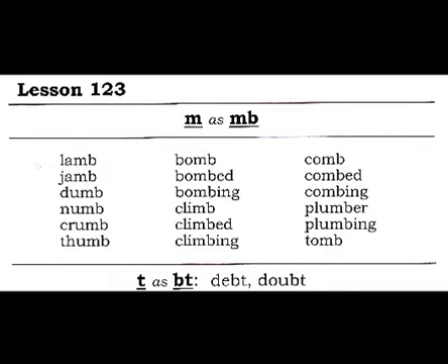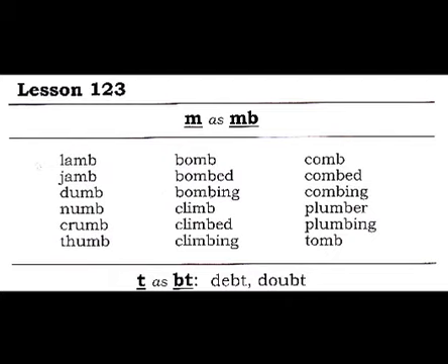Or bombing. Bombing, you don't hear the B. They were bombing the town. The word climb, the B is not sounded, but he climbed, the B is not sounded either. Climbing, the B is not sounded either. So that's a spelling form in which the MB stands for M. Comb, C-O-M-B, MB stands for M, etc.